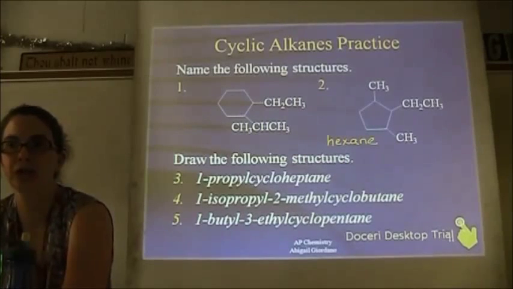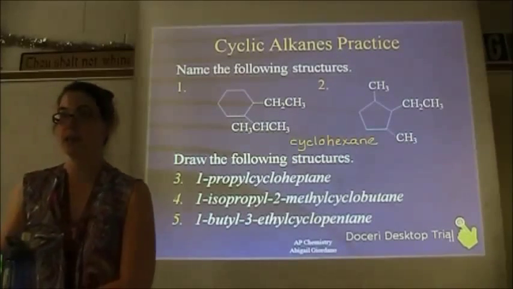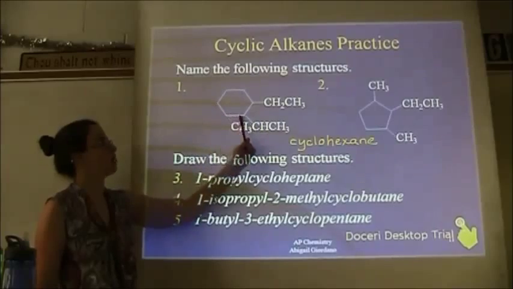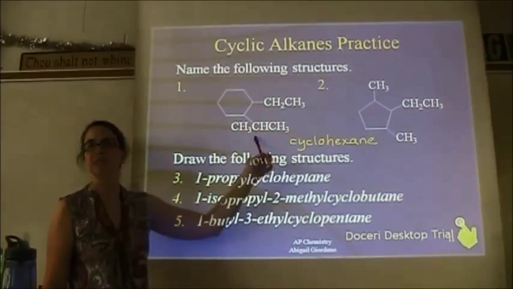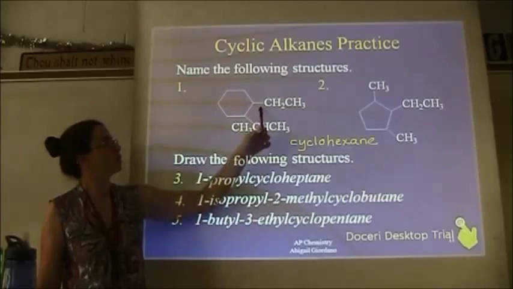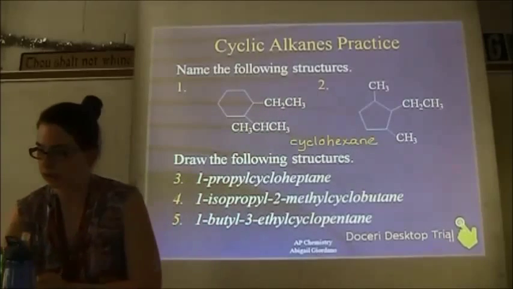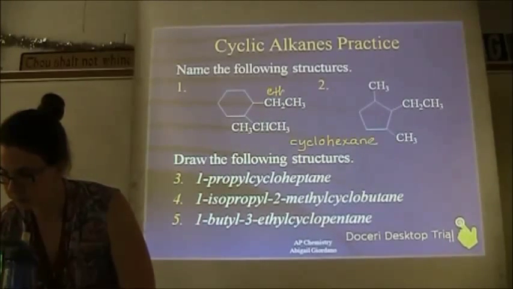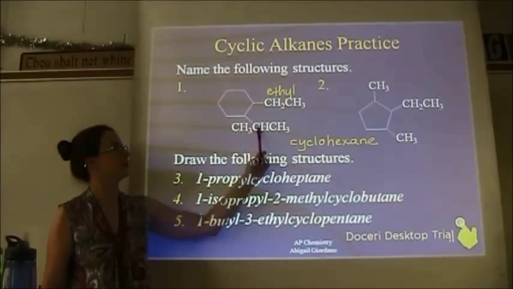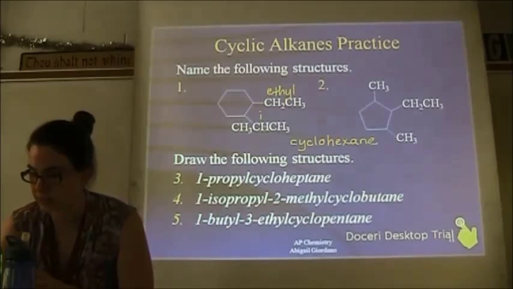But they're not six carbons in a straight chain, right? They're in a shape, so it's cyclohexane. Now, if this is my main shape, what are these guys? Substituents. If the hydrogens are bothering you, ignore them. How do you name a substituent that has two carbons? Ethyl. How do you name three carbons? Propyl. Now hold on, that's not actually its name. I'm just going to tell you this one, and I'll explain why.